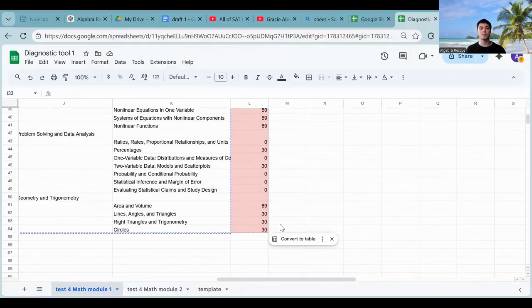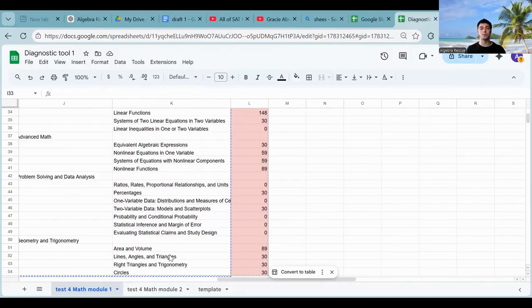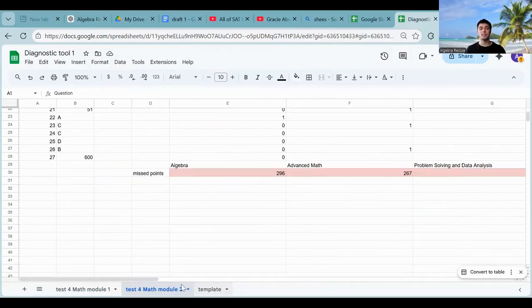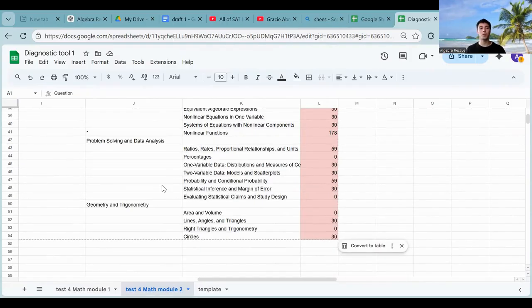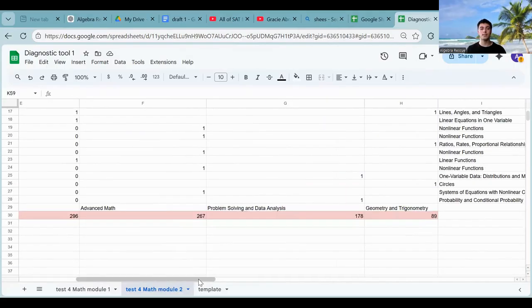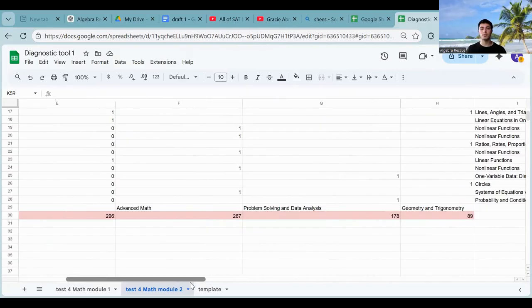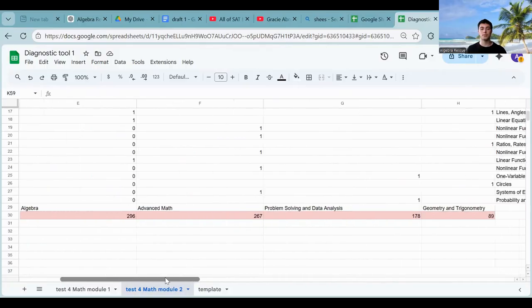We didn't even see many of the problem solving and data analysis type problems. You can see on the next test, there's more problem solving and data analysis, but we still have, this is for module 2, we still have a majority of advanced math and algebra.